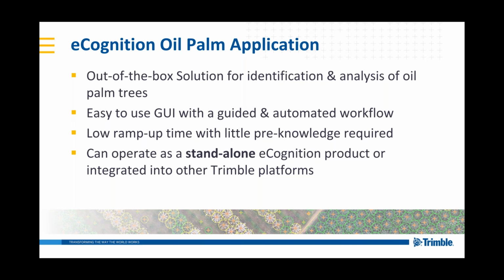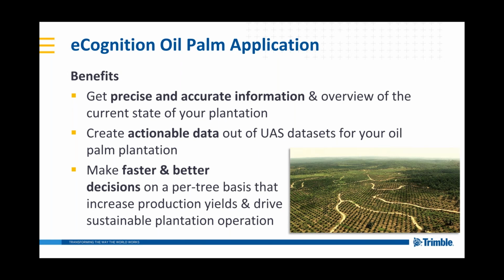The real benefits of the eCognition Oil Palm application are that its users get precise and accurate information of their plantation, an overview of the current state of growth within the plantation. Also, it allows its users to create what we call actionable data out of these UAS data sets for the plantation.